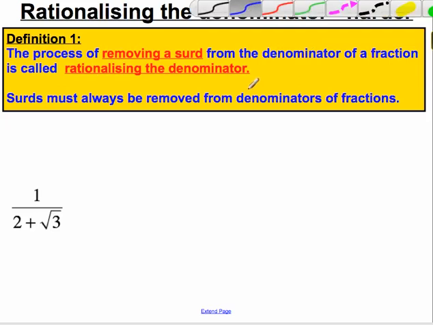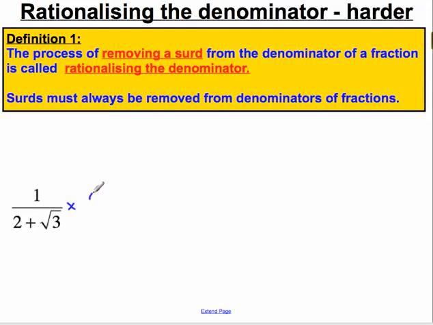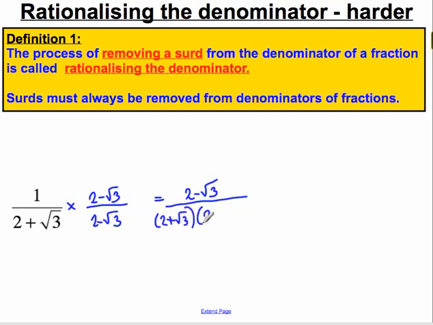If you think back to a previous video where I showed you the difference of two squares, you might say to me, imagine I multiplied the numerator by 2 minus root 3 and the denominator by 2 minus root 3. What would I get? Well, 1 multiplied by 2 minus root 3 is simply 2 minus root 3. On the bottom, you're multiplying together 2 plus root 3 and 2 minus root 3. Well, think back to the difference of two squares.